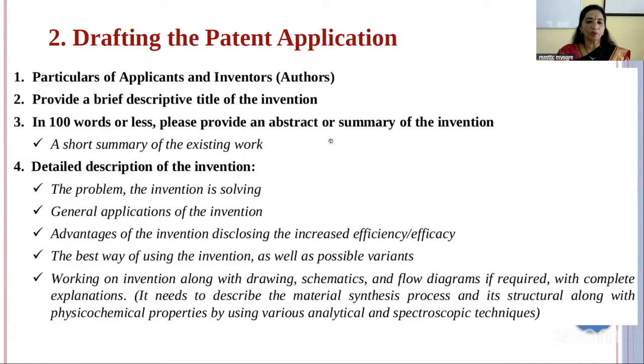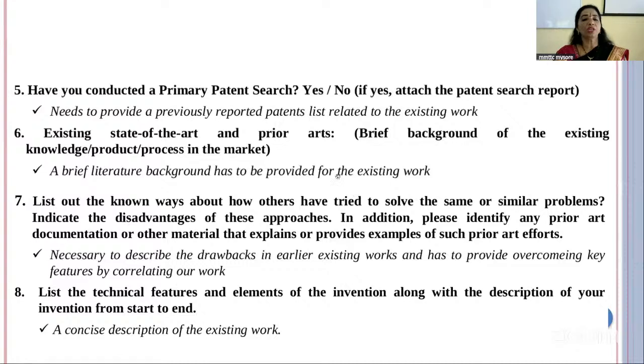This is going to be a short summary, and a detailed description. What's the problem? What is the invention? Whether you have solved any problem or something like that. General applications of the invention, advantages of the invention, disclosing the increased efficiency or efficacy, the best way of using the invention as well as possible variants, and working of the invention along with the drawings, schematics and flow diagrams. Every piece of information you should give, and that will be subjected to the examination.